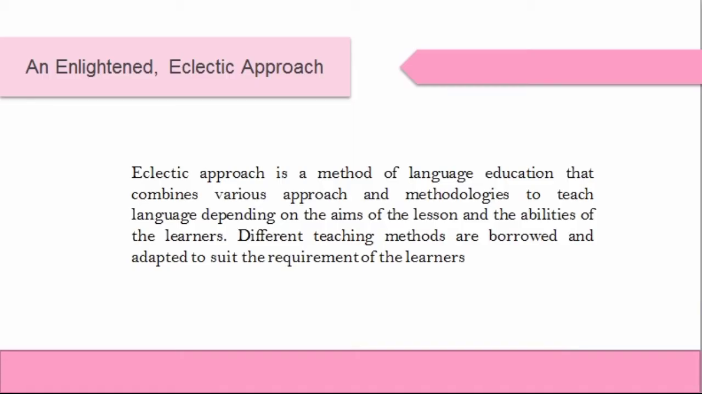The first one is eclectic approach. So what exactly is eclectic approach? Eclectic approach is a method of language education that combines various approaches and methodologies to teach language depending on the aims of the lesson and the abilities of the learners. It is believed that different teaching methods are borrowed and adapted to suit the requirement of the learners.